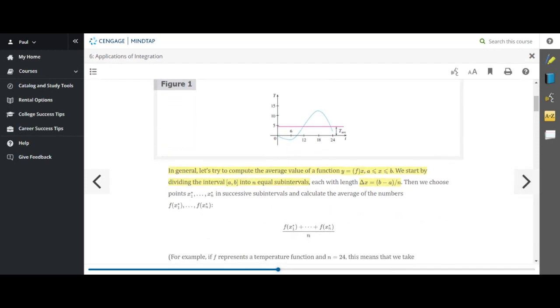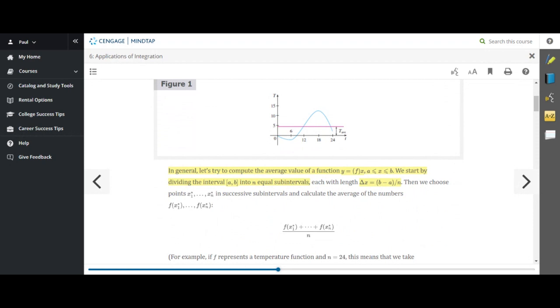Okay, so in general, what we want to do is compute the average value of a function, where x goes from a to b. We're going to take the interval from a to b and divide it into n equal subintervals. This is like section 5.9, numerical integration. Each subinterval would have length delta x, and delta x is equal to b minus a divided by n.